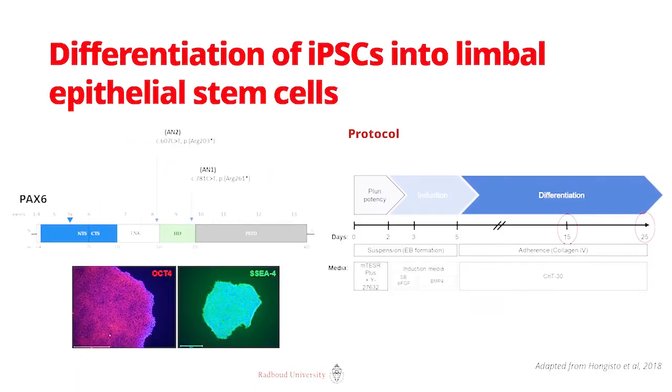So once again, we differentiated iPSCs into limbal epithelial stem cells, and for this study we used two independent iPSCs from two independent Aniridia patients, both with nonsense mutations. And again, we used the same protocol as described before. At this point, we also tried to collect day 25 samples, although the Aniridia grew very poorly, so I'm still working on these at the moment.